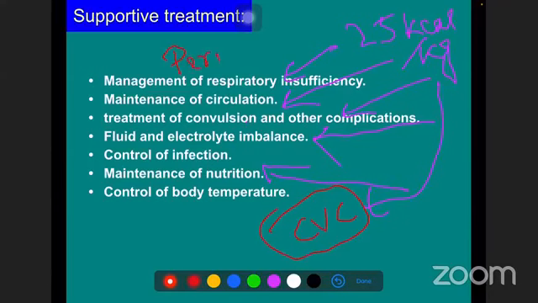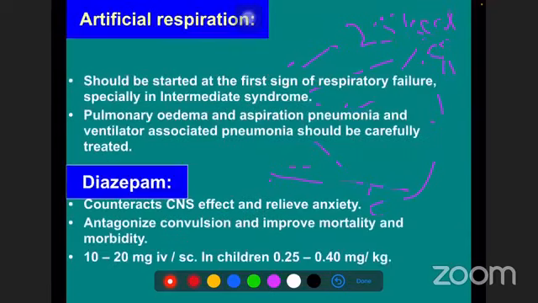Permissive means, who gave the permission? Ethically it is called permissive underfeeding. Why is it called permissive? Because even if I do underfeeding for 2-3 days, there is no problem for this patient. And control of body temperature: I said that we can make hypothermia with cold water, or a patient with atropine poisoning may have hyperthermia, in which case we have to control the body temperature.